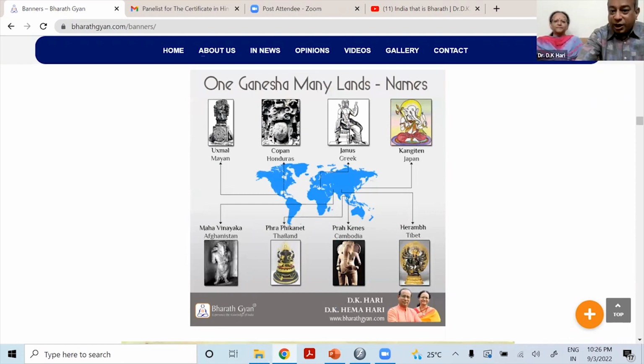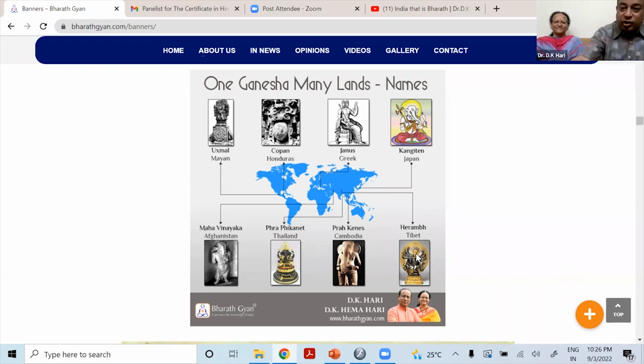The Greek-Roman idea of Janus itself has a lot of similarity to Ganesha. There's an article on the subject. Similarly, Copan, Honduras, USA, then Mayan. Here you've got Afghanistan to Thailand, Cambodia, Tibet, all over. So the idea of Ganesha is worldwide.